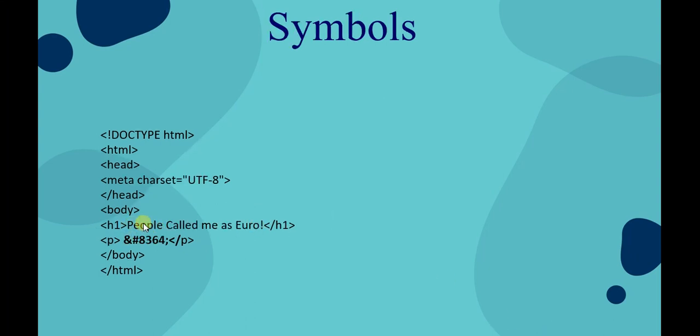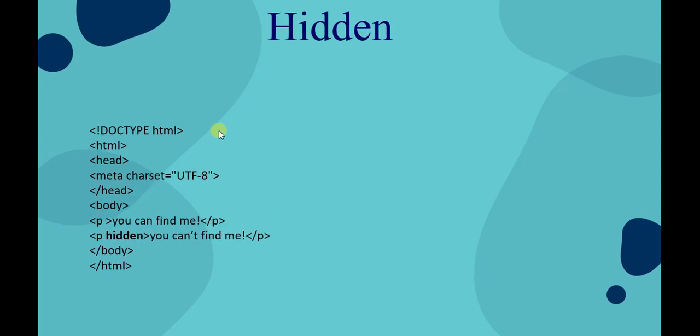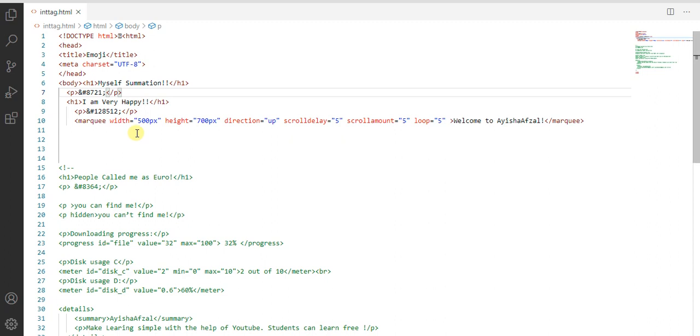Then symbols. Likewise, symbols also have some coding if you want to insert them. Then hidden is nothing but, say, some paragraph tag you wrote in coding mistakenly, and you want to remove or hide this. You can use the attribute called hidden. You need not delete it or clear it, and you can use it for future purposes too. Likewise how I am using a comment, in the same way hidden is another way to hide something. Okay, you can see here.